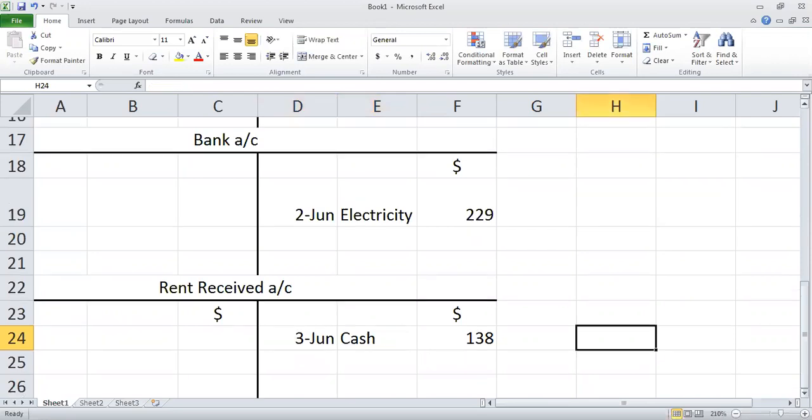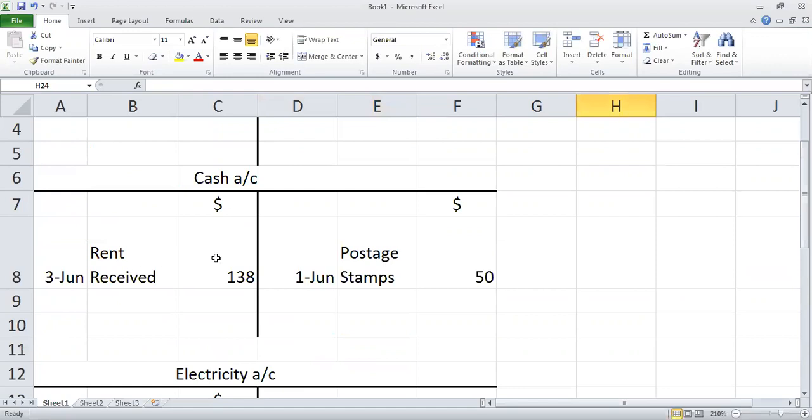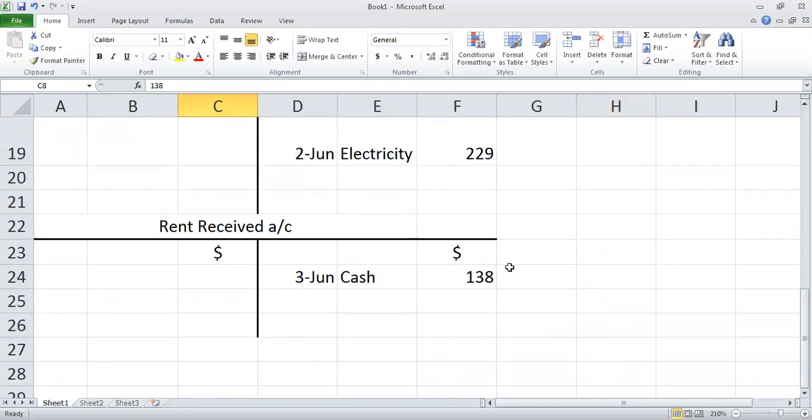So you remember, first you would have debited the cash account because they're receiving cash. As the cash is increasing, you debit the cash with 138, and then you credit rent receive with what? 138, because it's a revenue account. All right.